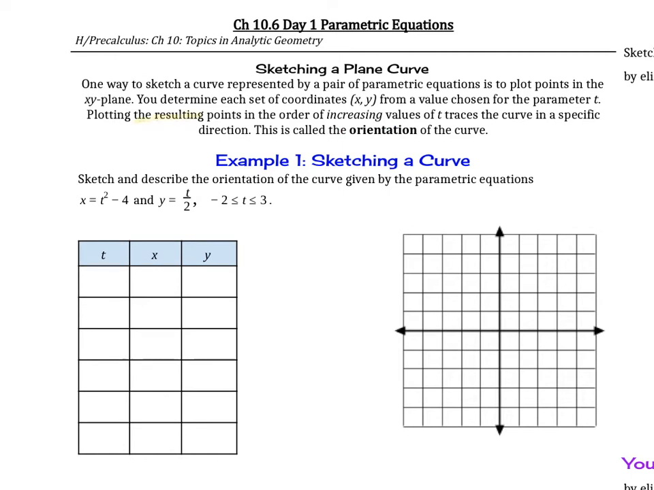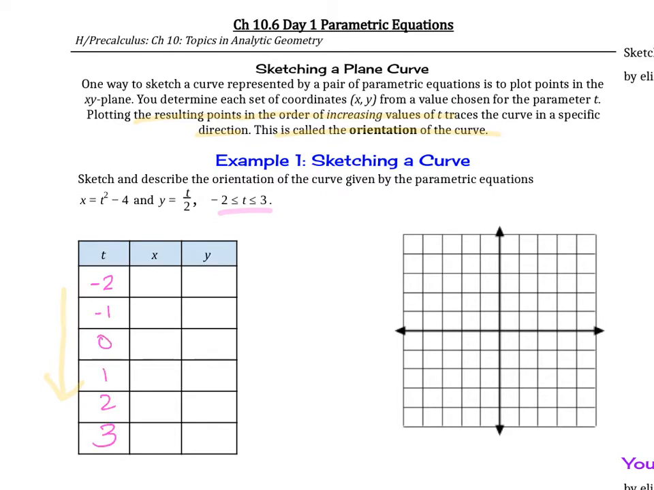So again, just important to note, it's an order of increasing values of t. As t increases, that's the way the curve goes, and so that's the orientation of the curve. And so we have to explain that. Sketch and describe the orientation of the curve given by the parametric equations. So in order to do this, we have a table here. We know that t has to be between -2 and 3. So t will be -2, -1, 0, 1, 2, and 3.